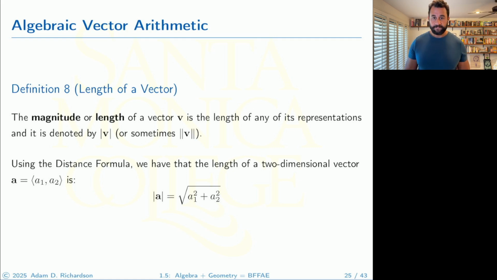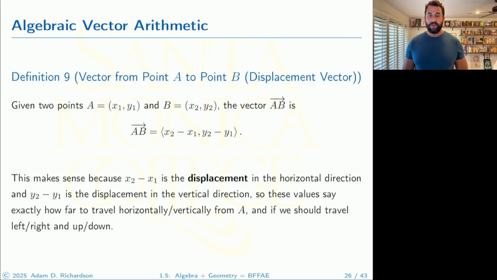Now we can talk about the displacement vector algebraically. Before, we had just talked about a displacement vector as going from A to B. Now we can write it algebraically, and it looks like this.